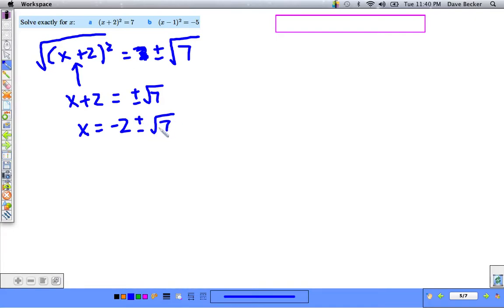Now don't pull out your calculators to figure these out because it said solve exactly. And if you use your calculator to take the square root of 7 and get a decimal approximation, then it's an approximation and it's not exact.